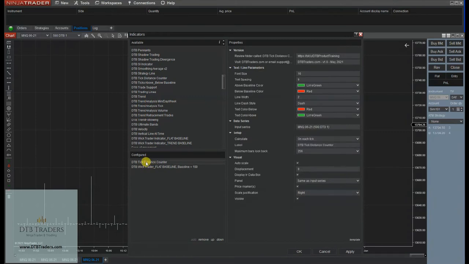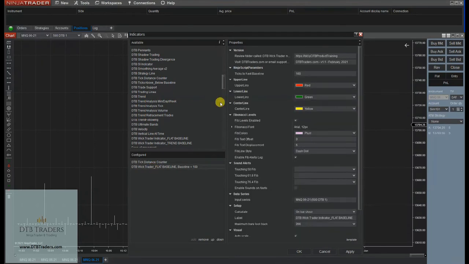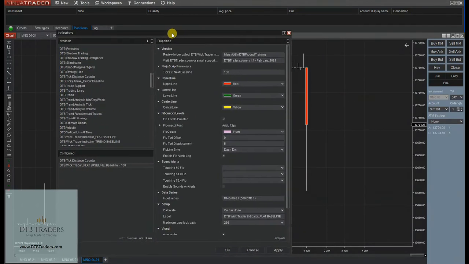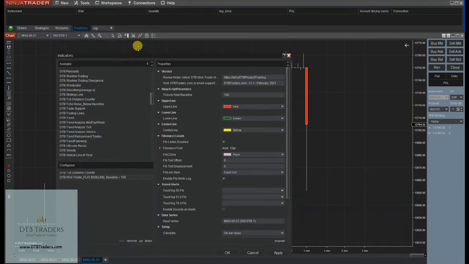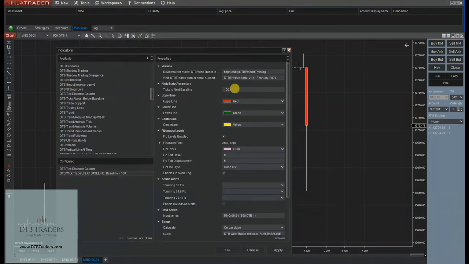This one's going to automatically work out how many ticks the price is away from the baseline, and this one is going to tell you the percentage of price movement from the baseline. So on that chart, we've got a 500 chart, so I'm going to put 500 in there. Apply and OK.